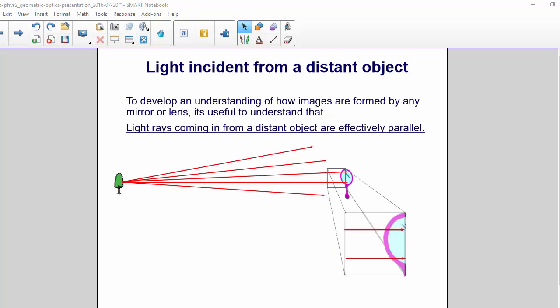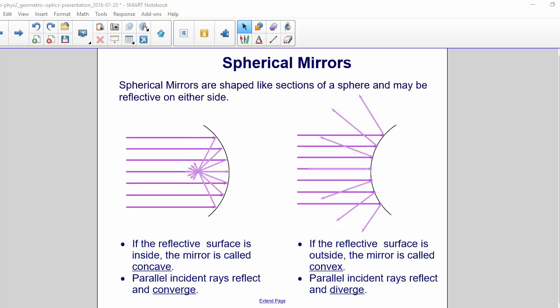Spherical mirrors. To develop an understanding of how images are formed by any mirror or lens, it is useful to understand that light rays coming in from a distant object are effectively parallel. Spherical mirrors are shaped like sections of a sphere and may be reflective on either side.